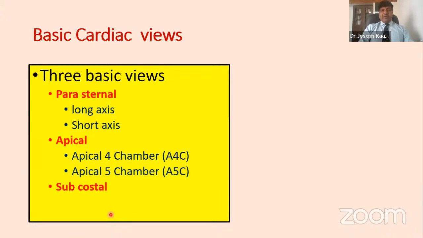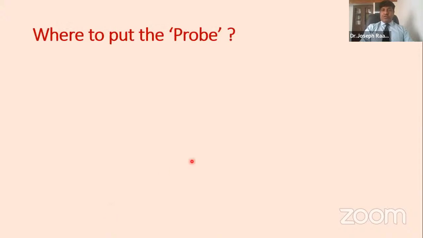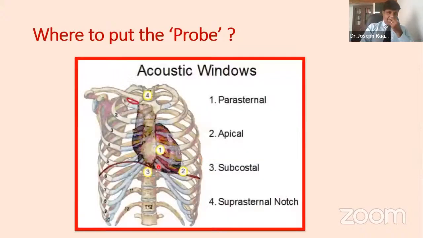Okay. When we are talking about views, we should know how to put the probe, or rather where to put the probe to get the image. Since the heart lies inside the thoracic cage, it is covered by the lungs. But we know air is an enemy for ultrasound, so in most places the ultrasound beam is blocked. There are a few areas which are called acoustic windows.